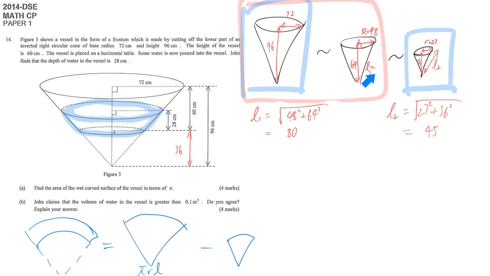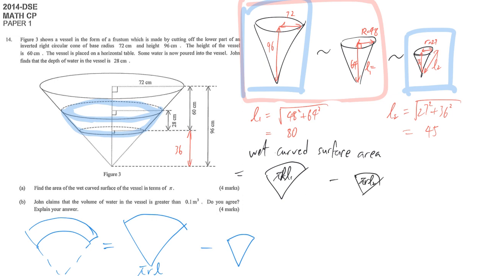We finished all the preparation work and we have all the data we need. Now we are going to use our original strategy to find out the red curved surface. It is equal to the original, this one, pi r L1, minus the smaller one, pi r L. So the base radius of this cone is 48. The slant height of this cone is 80. And then minus the smaller radius is 27. The slant height here is 45.